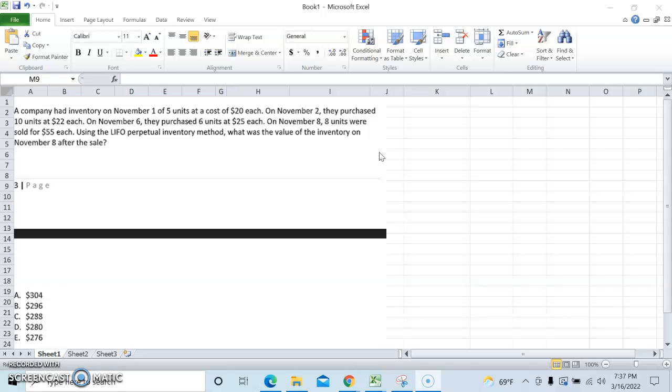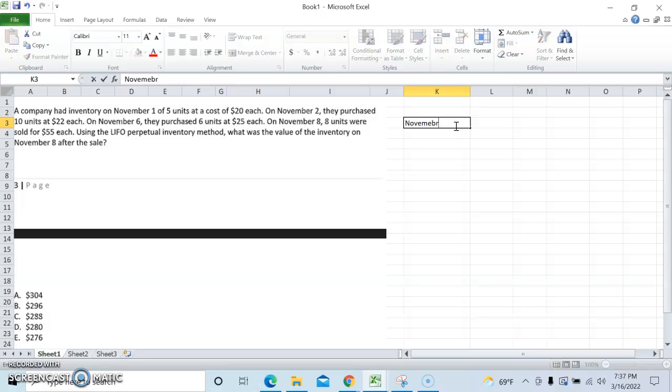So the first thing I do when I do inventory problems is I want to figure out what my cost of goods available for sale is. So to find that out, you have to add up all your purchases. So let's put this down.